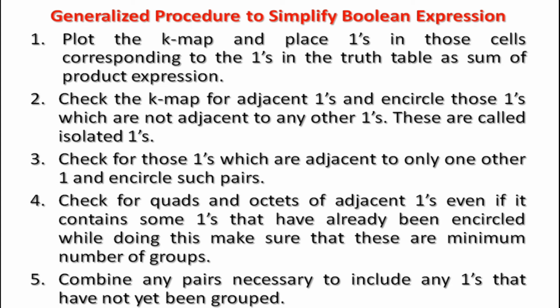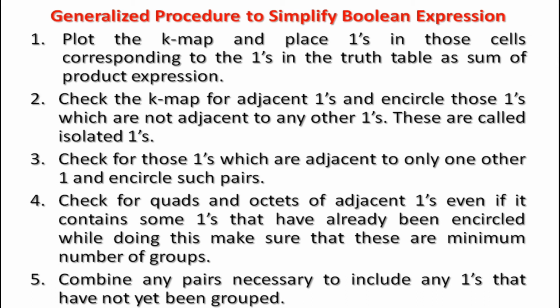So students, these are the 6 generalized procedures to simplify the Boolean expression. First, we have to plot the K-map by placing the ones in those cells corresponding to the ones in the truth table as sum of product expressions. Next is to check for adjacent ones and encircle those ones which do not have any adjacent ones; these are called isolated ones. Next, check for the pairs, those ones which are adjacent to only one other one. Such pairs we need to encircle.